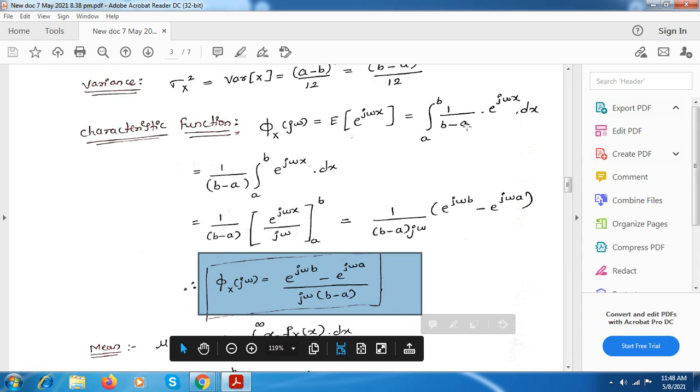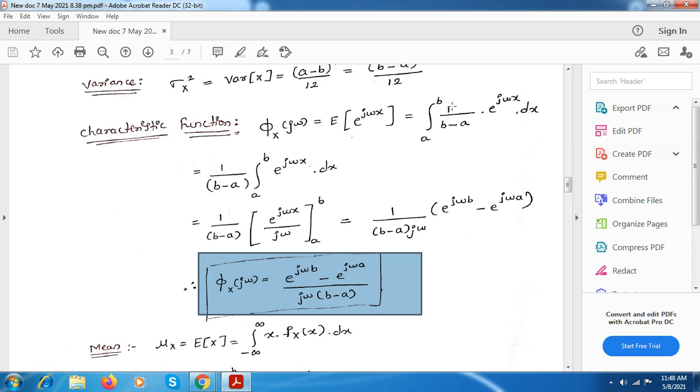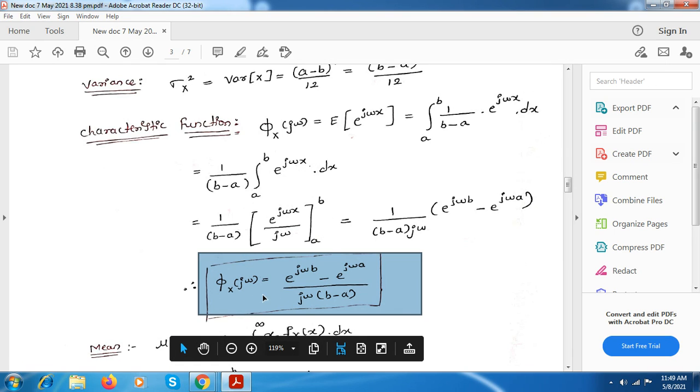Here this value 1 divided by b minus a, this is the fx of x of uniform distribution. And you have to multiply it with the e raised to j omega x and integrate it from the period a to b. This is constant, so keep it outside and integrate only e raised to j omega x. After integrating, you put the upper and lower limit. Then you will get the equation as e raised to j omega b minus e raised to j omega a divided by j omega into b minus a.